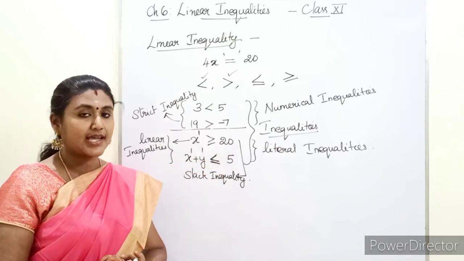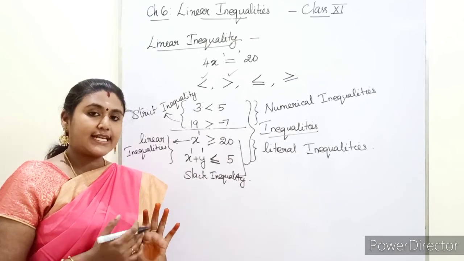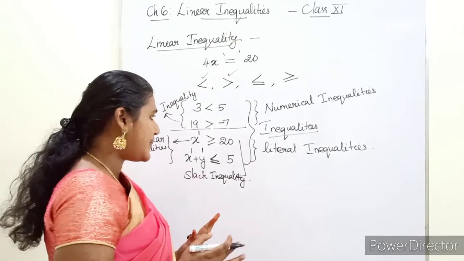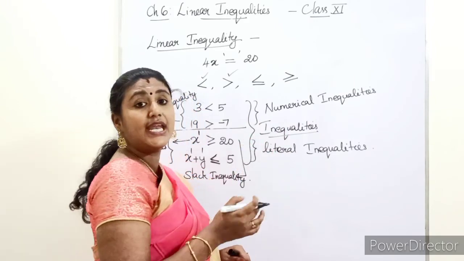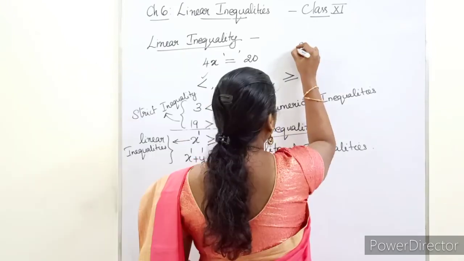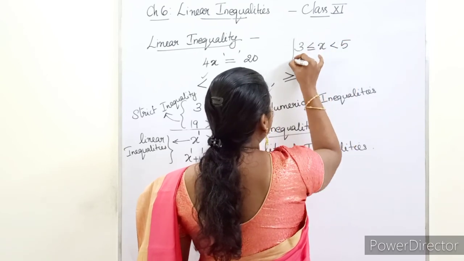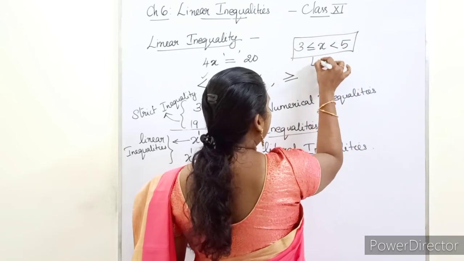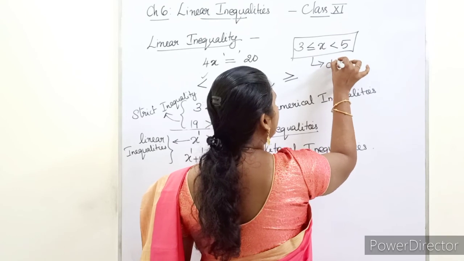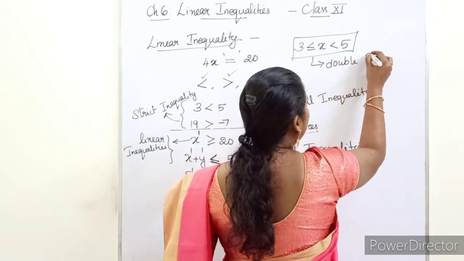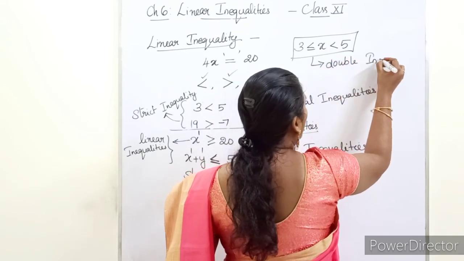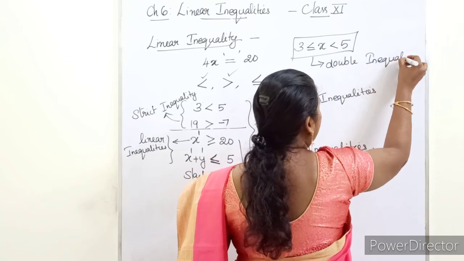And then the next type is, sometimes in an expression we will have two inequality signs, like the example 3 less than or equal to x less than 5. Such a type of inequality we can call a double inequality. So these types of inequalities we can call double inequalities.